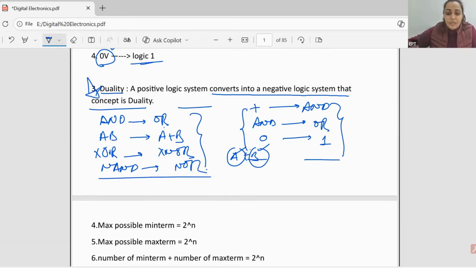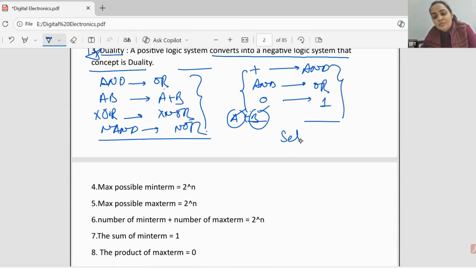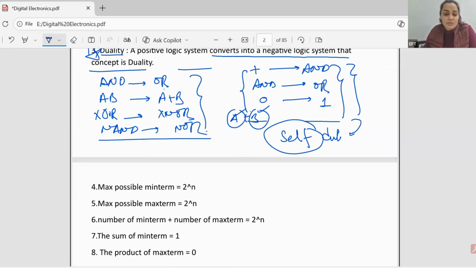And what is the meaning of self dual? Self dual means if you follow these three steps, and when you simplify the result, you get the same expression that you had before applying these steps, right? So that is known as self dual.